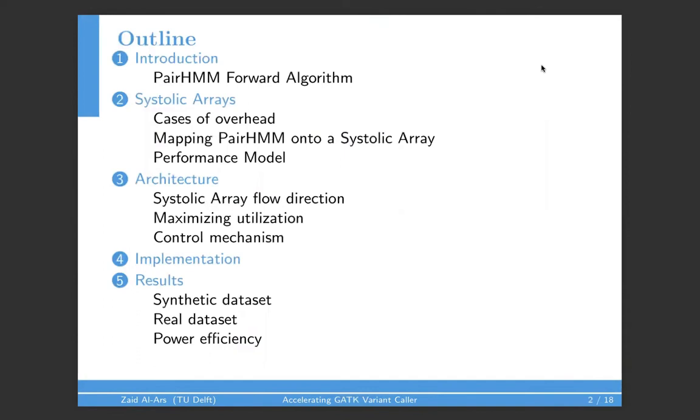In this lecture, we will first start with an introduction and define what the pair HMM algorithm does. Then we will discuss systolic arrays and how they are used to accelerate algorithms that calculate matrices. Then we will discuss the architecture of the implementation of the pair HMM algorithm on a systolic array. Then we will discuss what the implementation looks like, and finally we'll end with a discussion of the results of that implementation on the hardware.